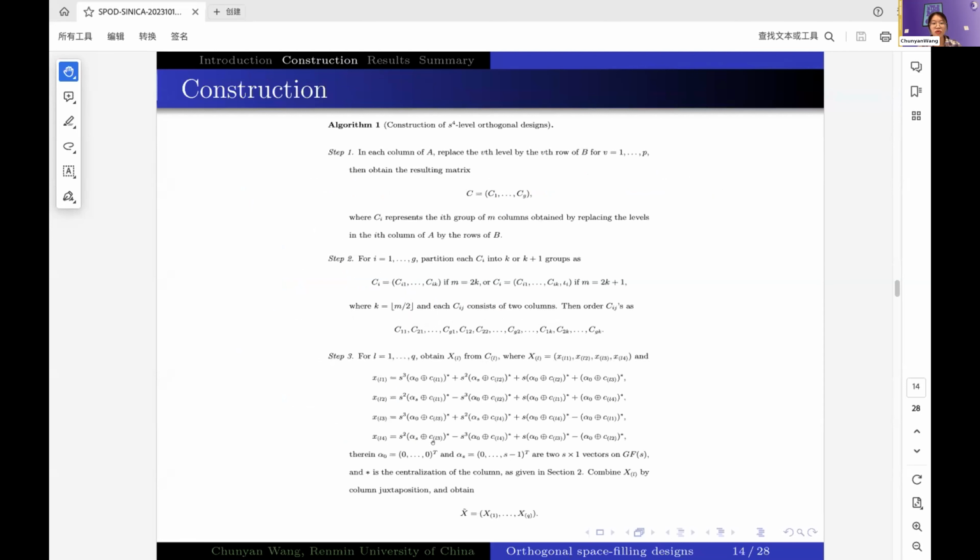So here is our algorithm 1, the construction of space filling designs. The main idea is to divide the columns of a matrix into different groups. And for the columns in the same group, we use the rotation matrix method. Then we can get a matrix, and this matrix can be divided into different groups.